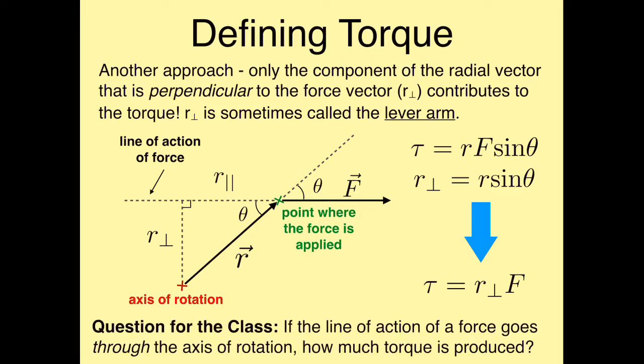Okay, so there's a question I want to ask you guys. If the line of action of a force goes through the axis of rotation, how much torque would be produced in that case? So I want you to actually draw this out, try to draw a diagram showing the line of action of a force going through the axis of rotation, and see if you can figure out how much torque is produced by using that diagram. So pause the video, see if you can get this, and then we'll go through it together.